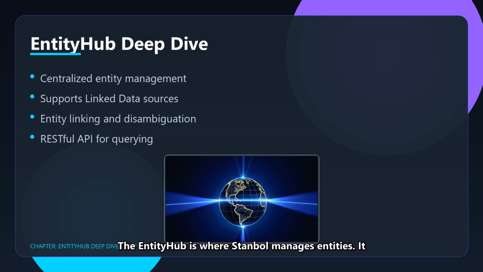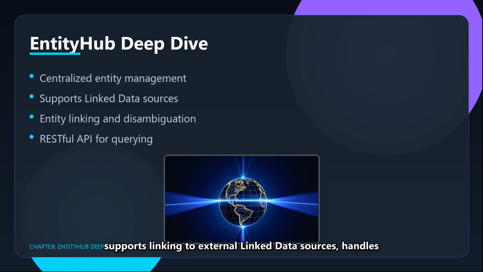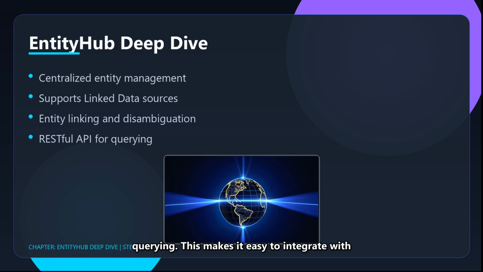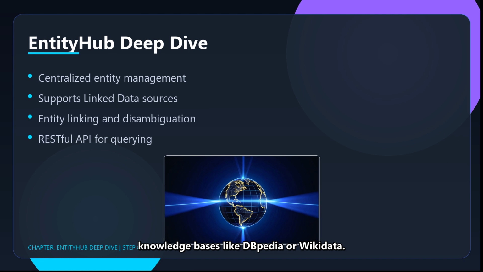The EntityHub is where Stanbol manages entities. It supports linking to external linked data sources, handles entity disambiguation, and provides a RESTful API for querying. This makes it easy to integrate with knowledge bases like DBpedia or Wikidata.